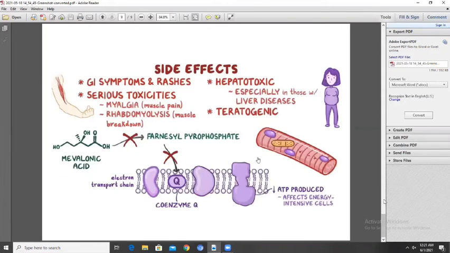The side effects of using statins in our medical practice are serious myalgias, muscular pain, because it interferes with the metabolism of muscles. Rhabdomyolysis can also be caused by statins, and it can be manifested by blood in urine.